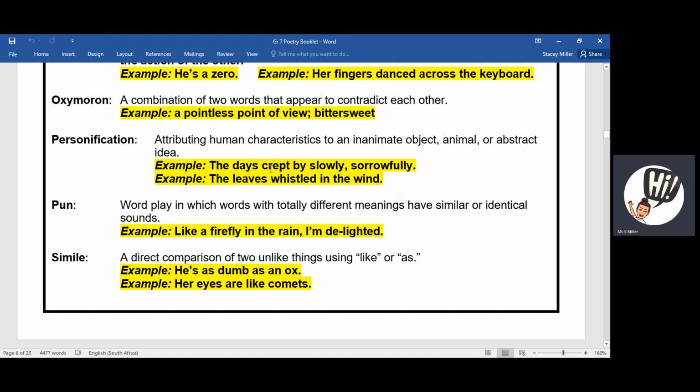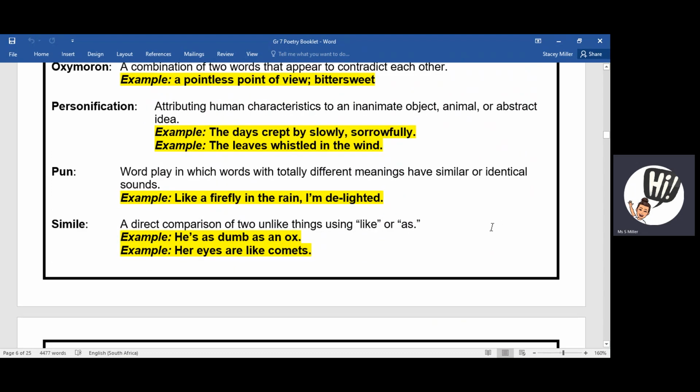For example, the days crept by slowly. What are we making sound like a human? Yes, Mia. Very good. The days cannot creep. They do not have arms and legs. They cannot creep. But what does it mean? It went so slowly. Very good. For example, the other one, the leaves whistled in the wind. Yes, Emmanuel. That's it. A leaf does not have a mouth. It cannot whistle. Very good.